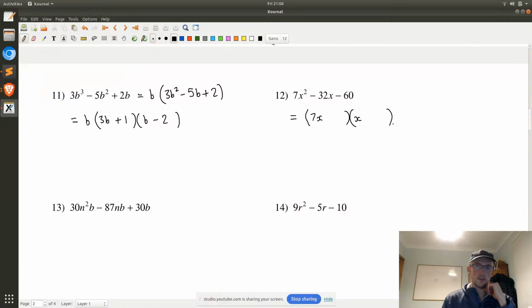5 and 12. Well, that would make 35 and 12, or 84 and 5. 6 and 10. 70 and 6, or 42 and 10. So it's this one. It's this one. Take away 6 of them and then add 10 of them. There, like that.